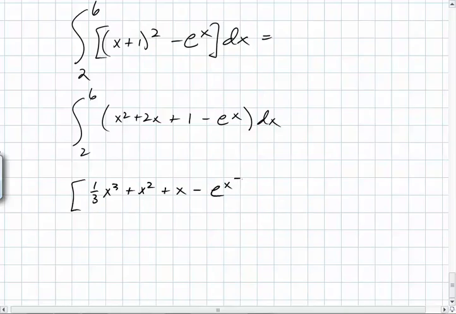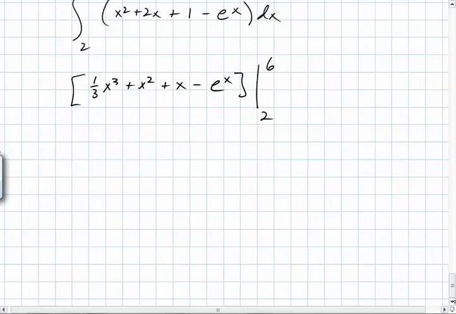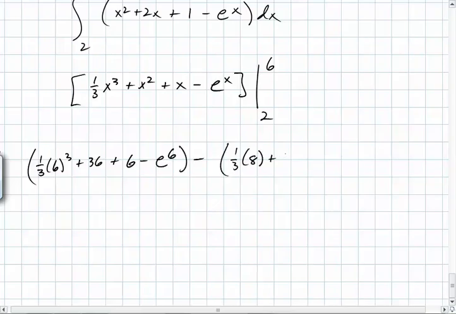Yeah, and this is going from what to what? 2 to what? 6. So yeah, it gets a little bit nasty, but would this be a lot worse if you tried to do it using the method we did before? Yeah, so what does it come out to be? 1/3 times 6 cubed plus 36 plus 6 minus e to the 6th minus 1/3 times plus 2 minus e squared. So what do you end up with?